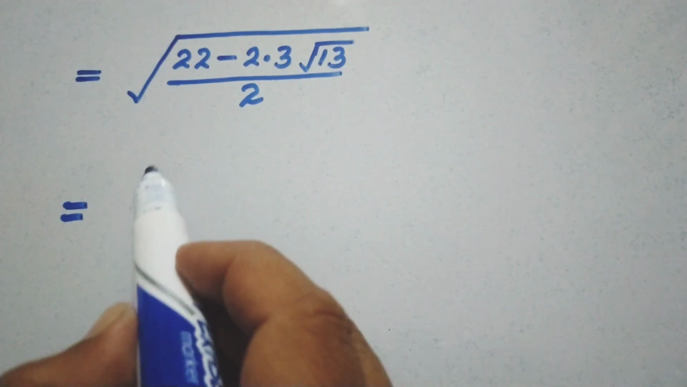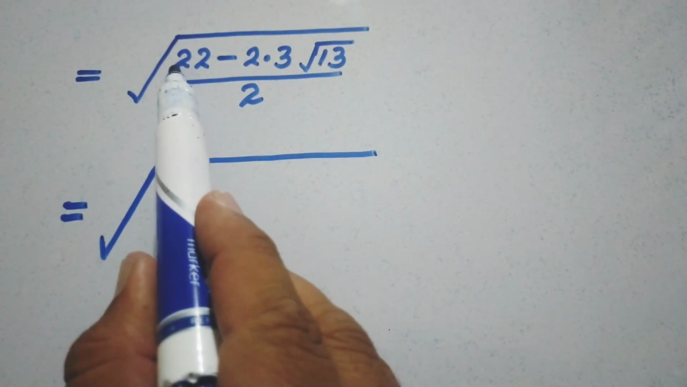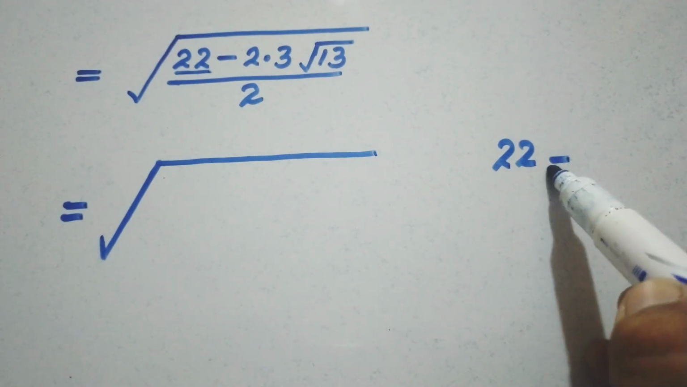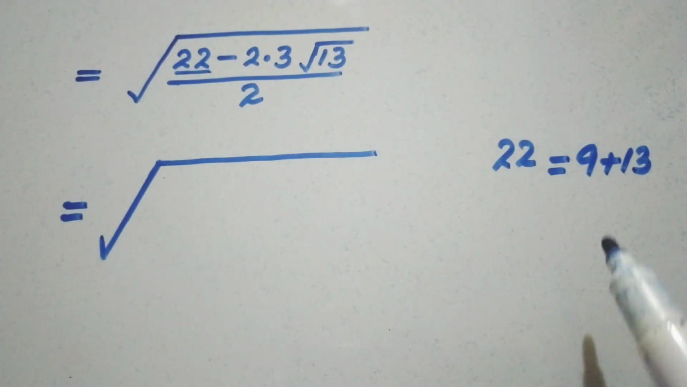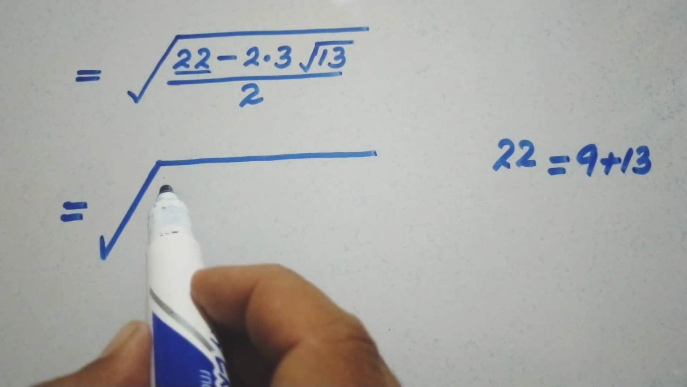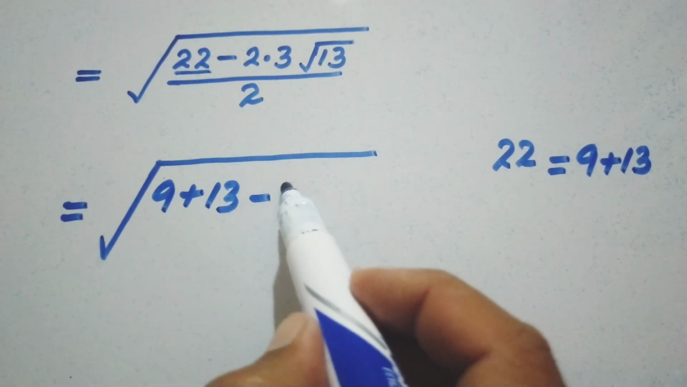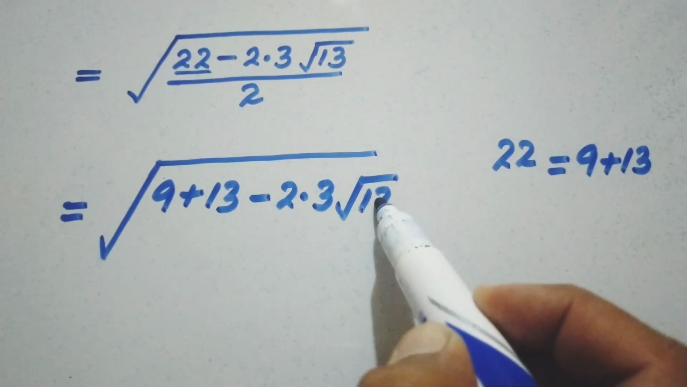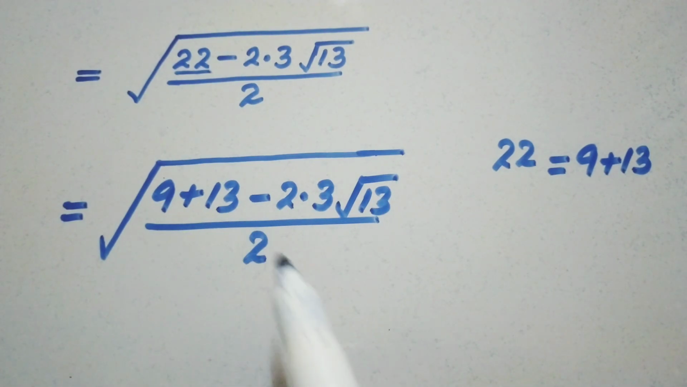Now 22, we can write this 22 as 9 plus 13. 9 plus 13 we get 22, so in the place of 22 we will write 9 plus 13, minus 2 into 3 into square root of 13, and this whole divided by 2.